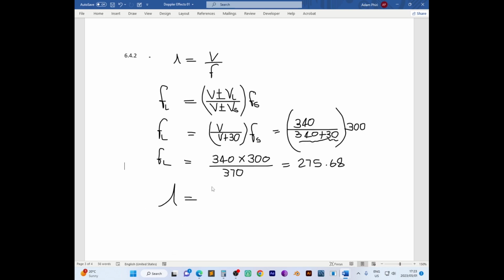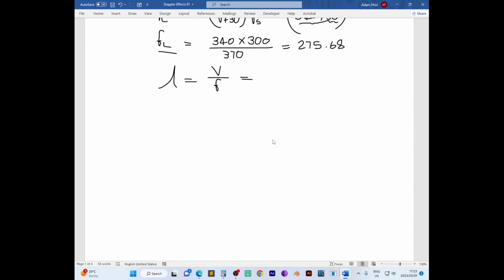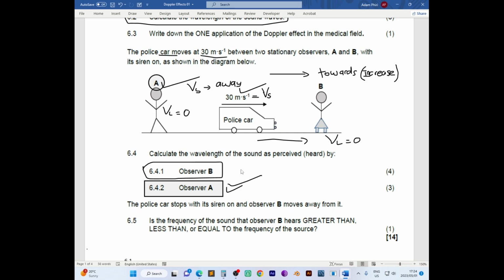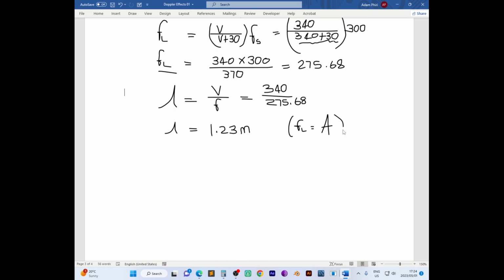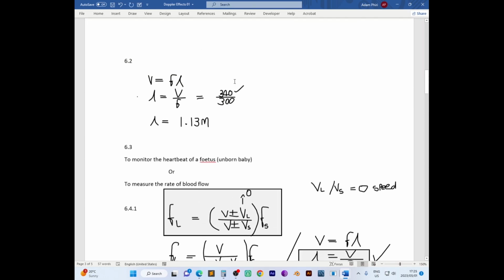So wavelength again will be V over frequency, so we have our 340 there as our V, and then divide by our frequency as observed by A. That is our final answer there for wavelength, and that gives us 1.23 if you use your calculator, with the frequency of the listener for A as observed. So that is it. Now we go on to the next question.